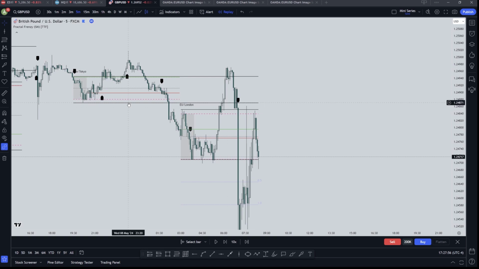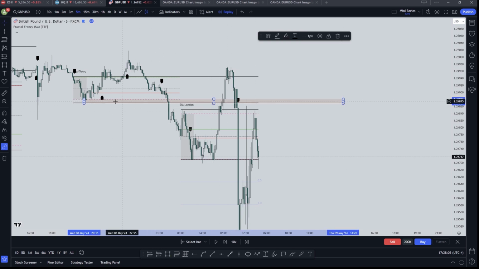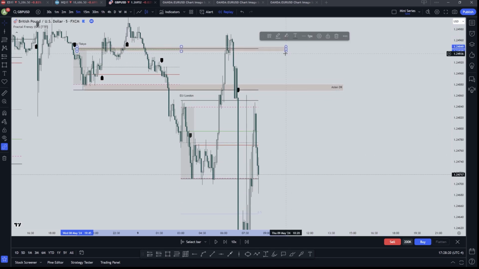As you all know, until now, I really like to draw my Asian DR levels, despite the fact that the indicator prints and extends the Asian DR lines. I like in general to visualize things. Look over here, in these kind of situations when the zones are too small, we make them a little bit bigger so we can see them.